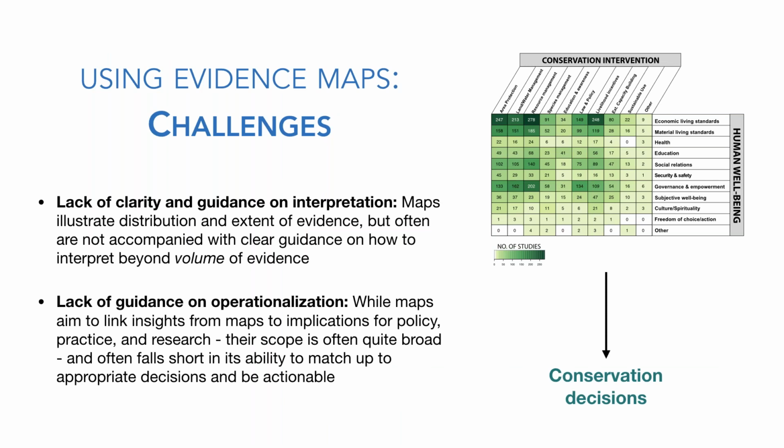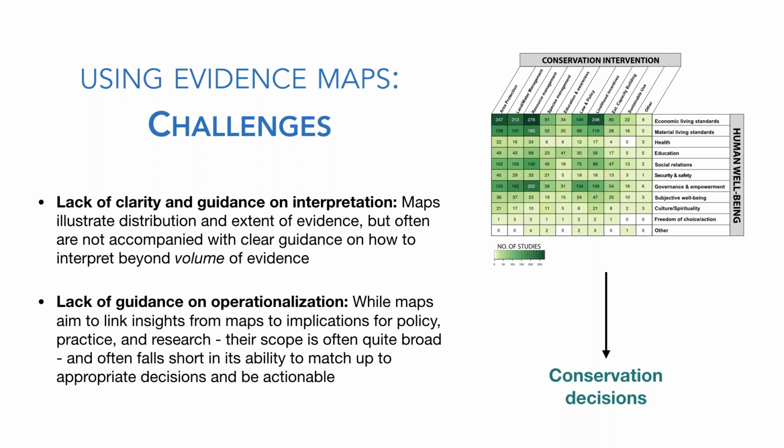However, for evidence maps and for all types of evidence syntheses in general, there are several challenges that evidence users face in interpreting and operationalizing the findings from these maps for different types of decisions and for different types of users. So the first challenge is that maps often lack clarity and guidance on how to interpret the findings from the map. More often than not, maps present interpretations based on the volume of evidence and less on the nature and the characteristics of these areas of high and low evidence you see illustrated in this example.